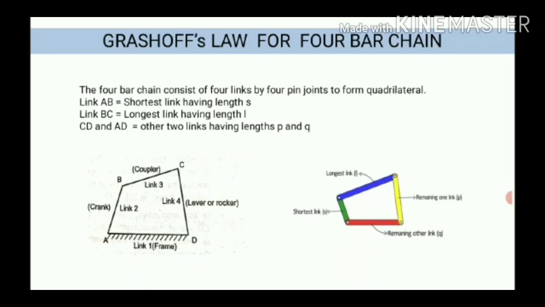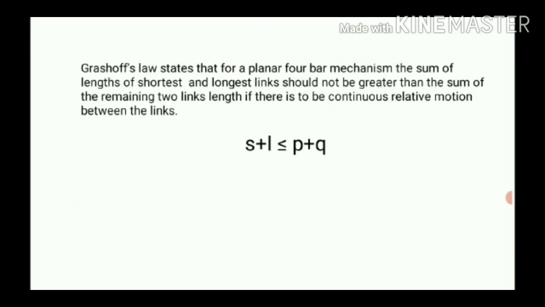Okay, in this figure we can see the shortest link, the green one, the longest link, the blue one, the yellow one, which is the remaining link P, and the red one, which is the remaining other link Q. So what is the law?